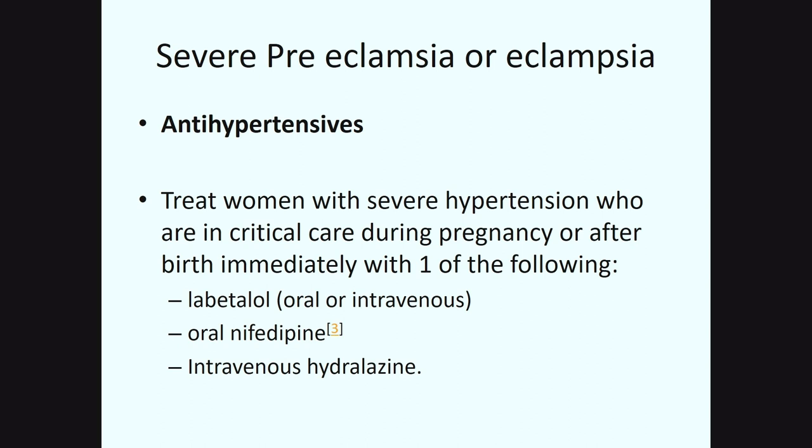And what are the antihypertensives that we should use in eclampsia? Treat women with severe hypertension who are in critical care during pregnancy or after birth immediately with one of the following. The first recommendation is labetalol. We can give labetalol orally or intravenously. The second one is oral nifedipine, and the third one is intravenous hydralazine. There are some comparisons between labetalol and intravenous hydralazine, and usually labetalol is considered to give a smoother control of the blood pressure compared to hydralazine.